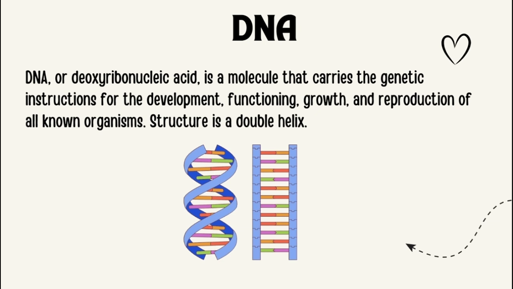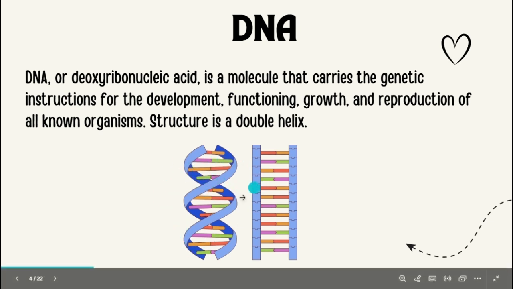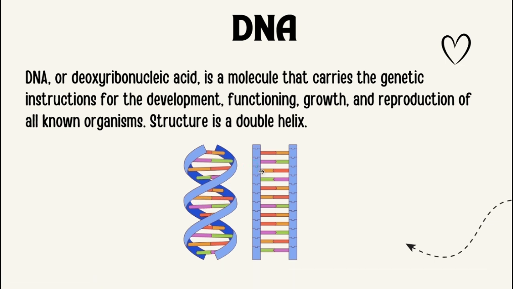It starts from here. If you look at this diagram, the structure of DNA is known to be a double helix. It's two strands, a two-stranded molecule. That's how we say a double helix. That's how the structure of DNA would basically look.